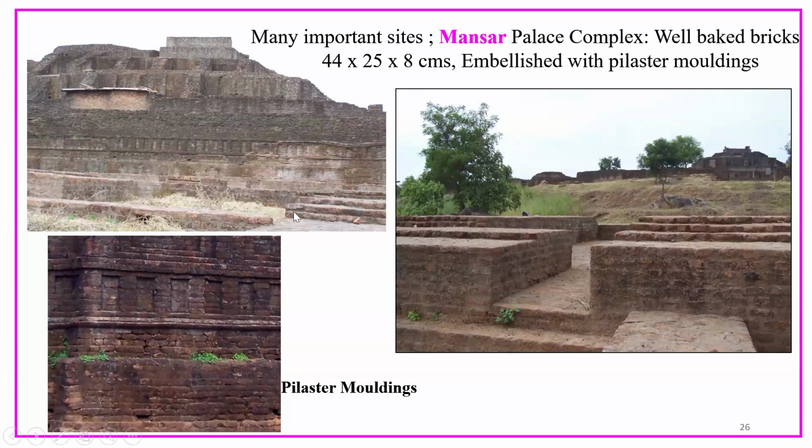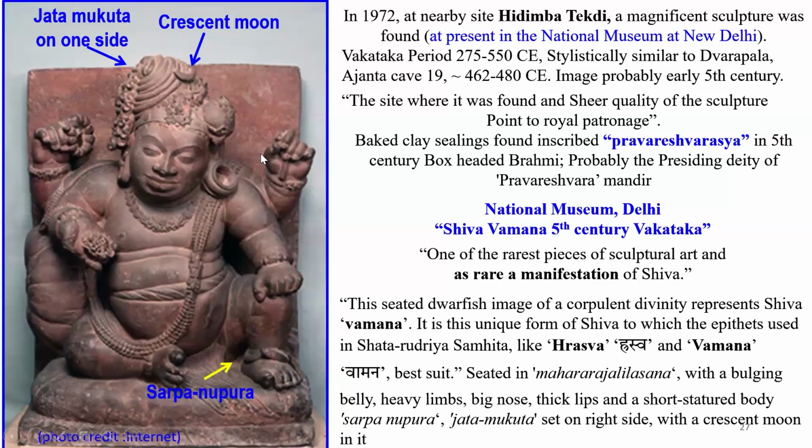You find this fortress and it is very elaborate. You can see perfect rectangles, perfect passages, and there are these pilaster moldings, and it is very huge. And even better than that is this figure which was found. It is absolutely gorgeous. And it was found in 1972.